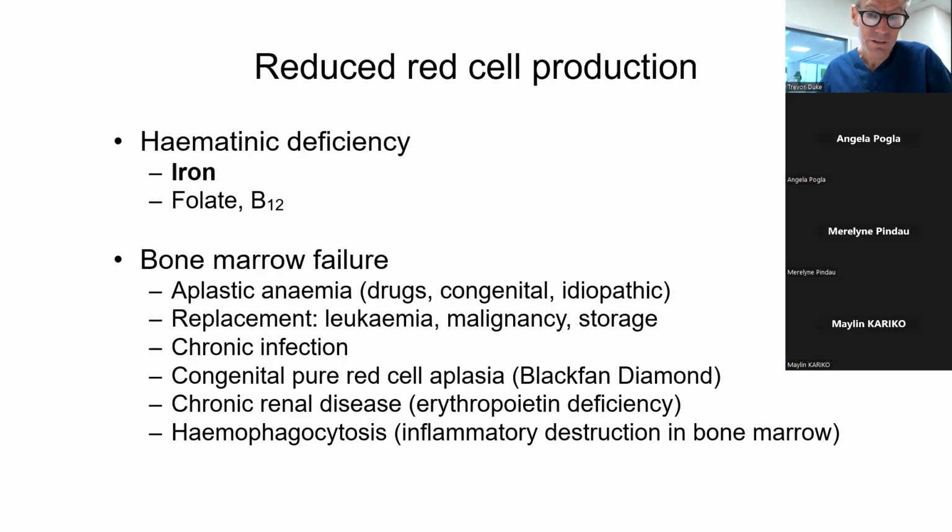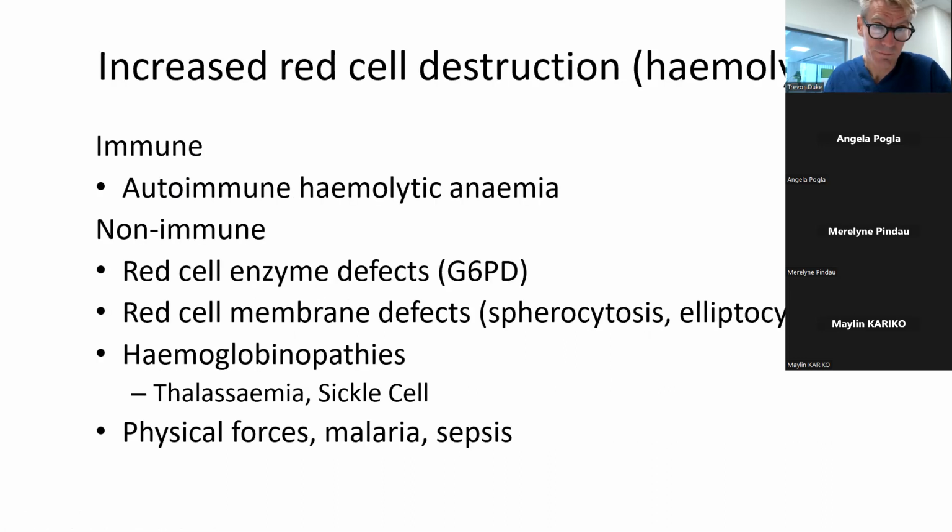And then sometimes there can be an inflammatory destruction within the bone marrow, and that's called hemophagocytosis, where there's an inflammation within the bone marrow and usually within the bloodstream as well, but it's destroying red cells and other blood elements before they can be released into the blood system. I want to talk mostly about iron deficiency, though, because it's the most important and common cause of anemia that we see.